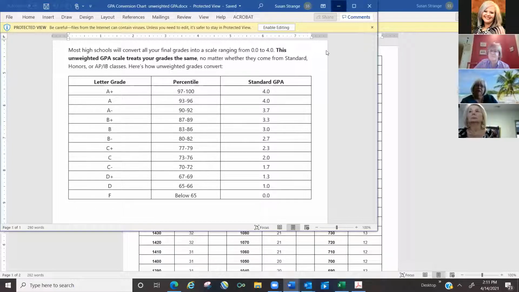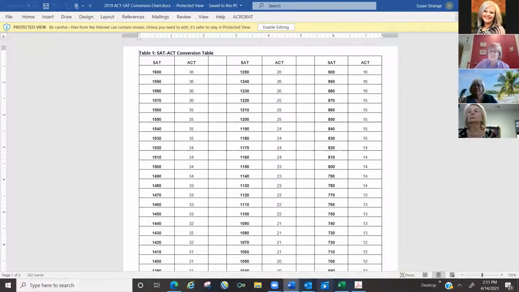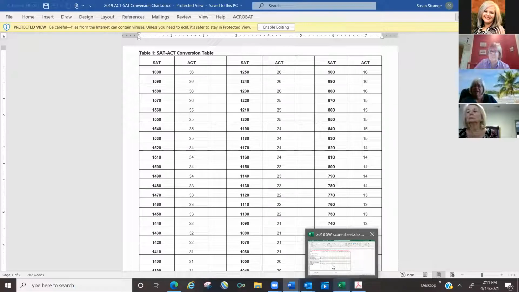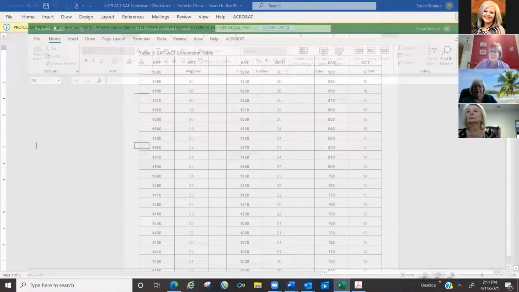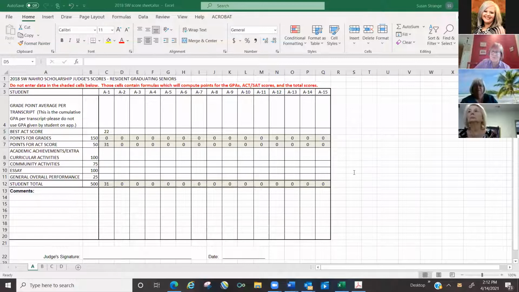If they're flunking a class, you still have to enter in the 0. Could we leave it blank? I remember that last year I think I left it blank, but then I realized I had to go back and enter it. No, it would have to be added in one way or another.